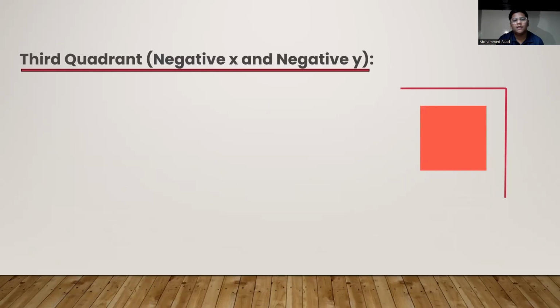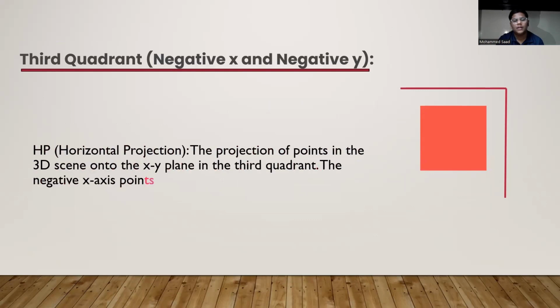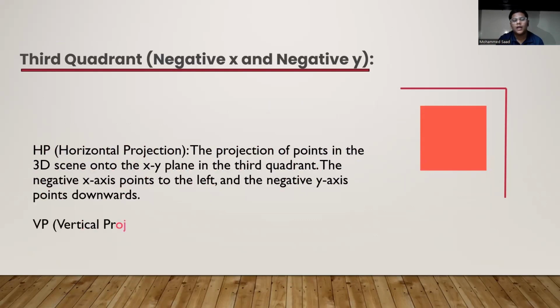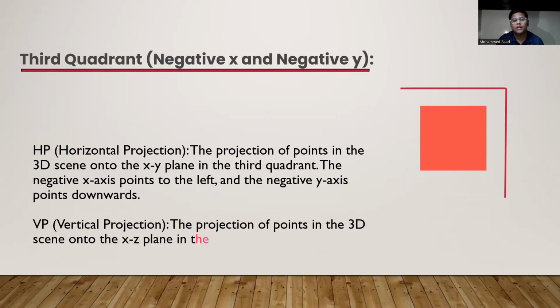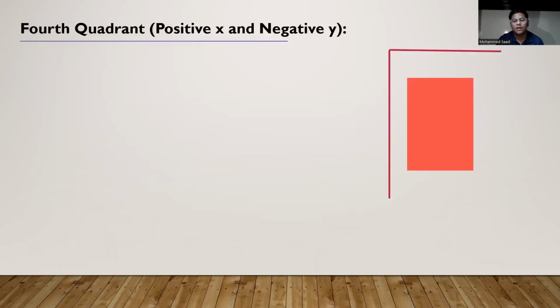Third quadrant, negative x and negative y. Horizontal projection: the projection of a point in 3D space onto the x and y plane in the third quadrant. The negative x-axis points to the left and the negative y-axis points downwards. Vertical projection: the projection of a point in 3D space onto the x and z plane in the third quadrant. The negative x-axis points to the left and the positive z-axis points towards the viewer.